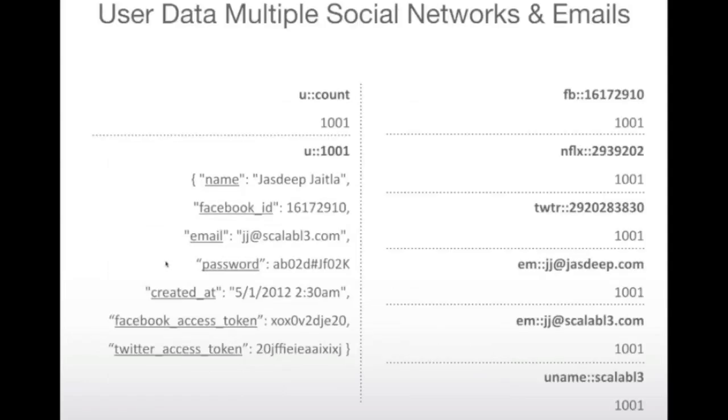So with the lookup pattern, obviously you can have 10 different ways to look up the same primary document. On the right-hand side, I have Facebook ID, Netflix ID, Twitter ID. I have multiple email addresses, and I have a username. In this case, I'm actually using a counter ID pattern with a lookup pattern. So I'm using a counter ID to generate the user ID, and then I'm also using a lookup pattern to point to that primary document. So in this case, I have lots of different documents that actually point to the primary document.